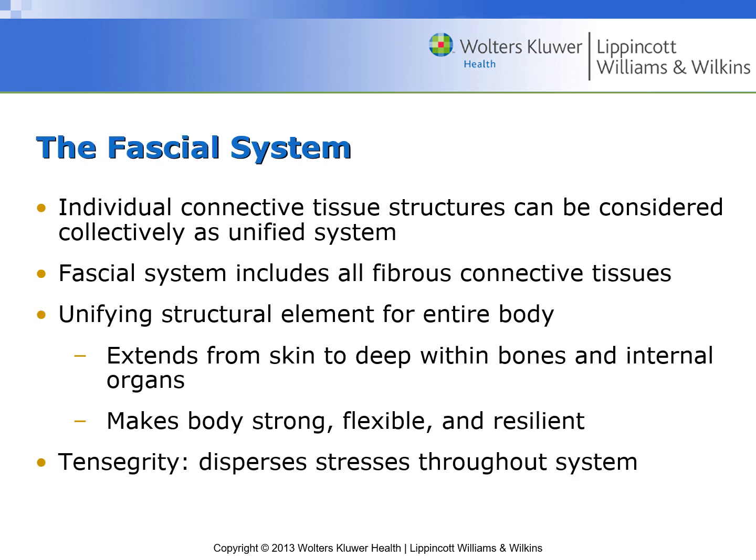Now let's consider the fascial system. The fascial system is an individual connective tissue structure that can be considered collectively as a unified system. The fascial system includes all fibrous connective tissues. It is the unifying structural element for the entire body. It extends from the skin to deep within the muscles and internal organs. It makes the body strong, flexible, and resilient. Tensegrity is the dispersion of stresses throughout the system.